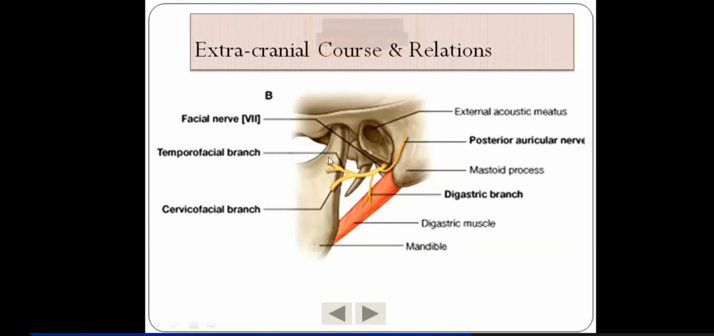Now its further course will be in the parotid gland. So this nerve enters the parotid gland and then it splits into two divisions. One is the temporofacial branch and the other the cervicofacial branch, right? Remember, the parotid gland has two portions, a deep portion and a superficial portion. So the two divisions split there between the superficial and deep portions of the parotid gland.